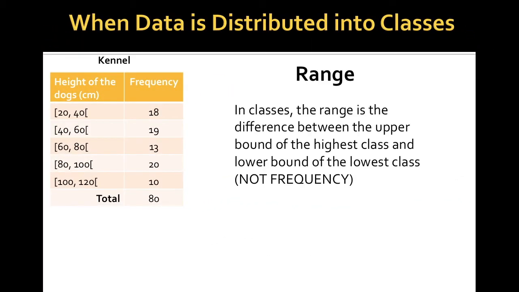Finally, the range. In classes, the range is the difference between the upper bound of the highest class and the lower bound of the lowest class. Here's the lowest class, and the lower bound is 20. Here's the highest class, and the higher bound is 120. So I'm going to do 120 minus 20, and so my range is 100 centimeters.